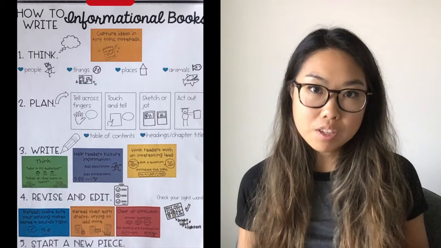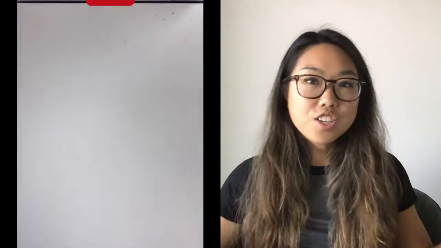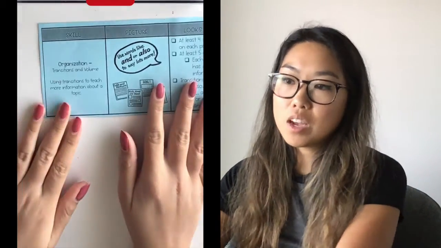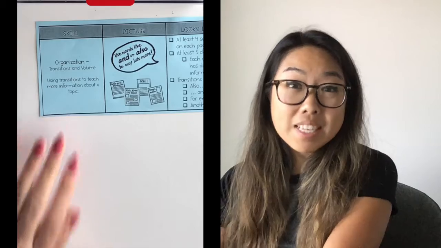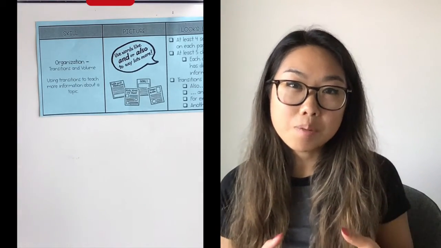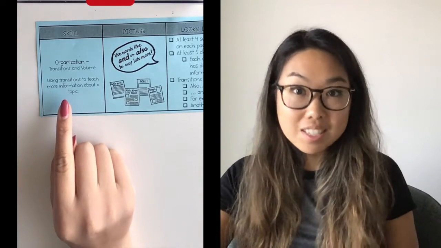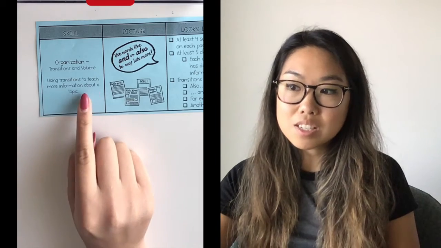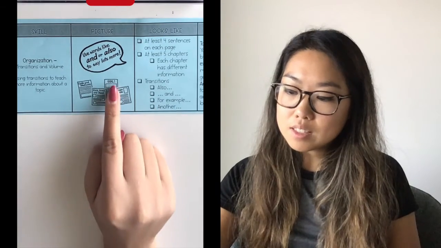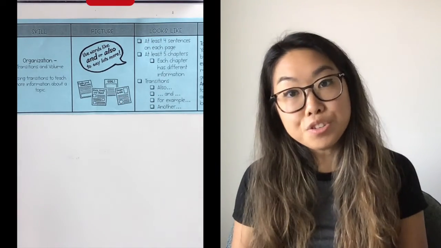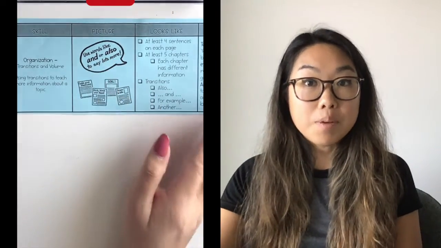To think about what that would look like, I have a new checklist that we're going to start. This checklist is about organization. When we talk about organization, we're really focusing on transitions and volume. Volume is how much you have in each chapter and how much information you have in your book. When we are successful today, you will use transitions to teach more information about a topic. The picture looks like this to help us remember that each chapter is new and different information, and we can use transitions like and or also to say more.